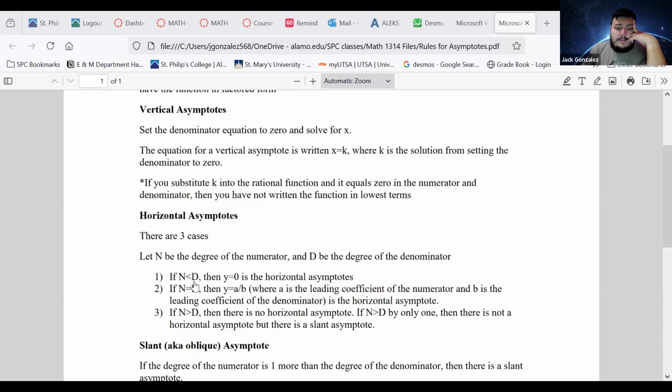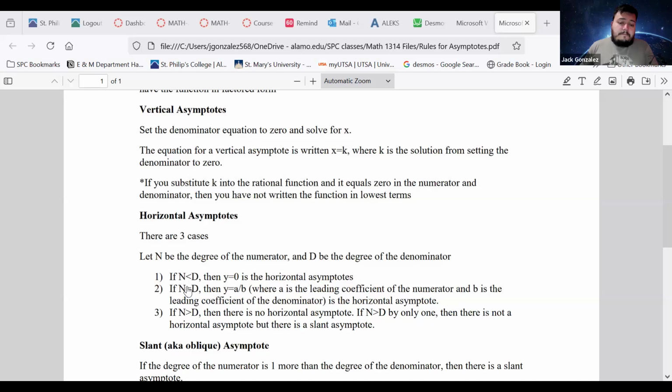If the denominator is smaller, where is it? N is the degree of the numerator, and D is the degree of the denominator. So if the denominator has a bigger degree, that's the number one case. If the numerator is less than the denominator, then y equal to 0 is the horizontal asymptote, meaning that asymptote is right on 0, 0, going all the way across.